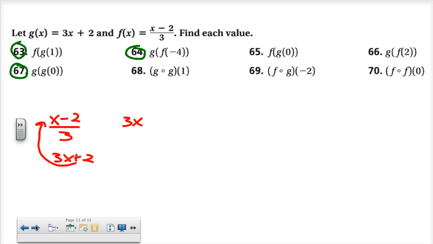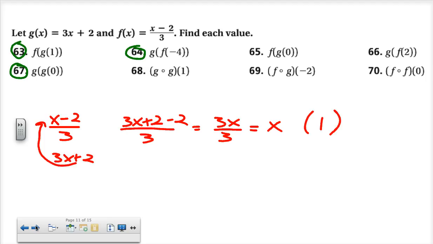So this will be 3x plus 2 minus 2 over 3 when you do the composition. Well, the 2's are going to drop out, and the 3's are going to cancel, and you get x. So if they want me to put a 1 in there, 1 is just going to be 1. That's it. So that's the answer. An interesting little composition going on in number 63.